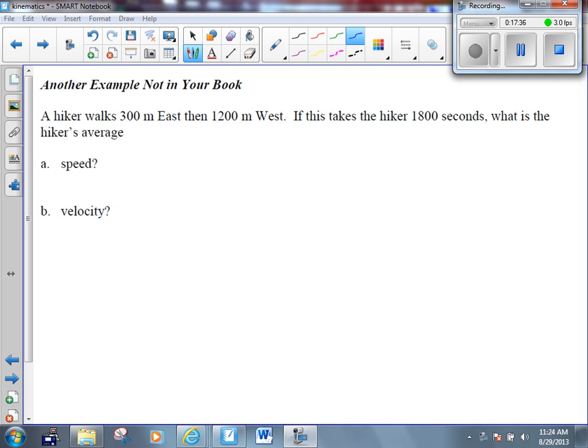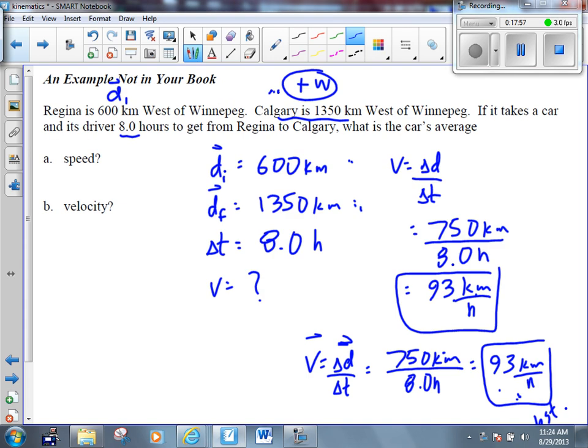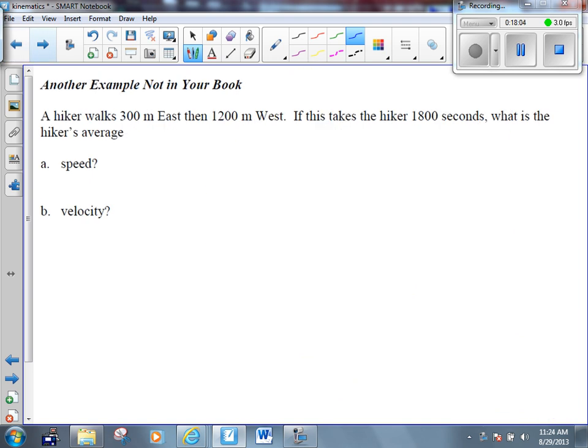Is the hiker at a specific spot and then another specific spot, 300 meters and 1,200 meters, or has the hiker traveled 300 meters and then 1,200 meters? Positions or displacements? Yes, they're displacements. In the last question, Regina is here. In this question, the hiker walked this far. So in the last question, it was position. In this question, it's displacement.